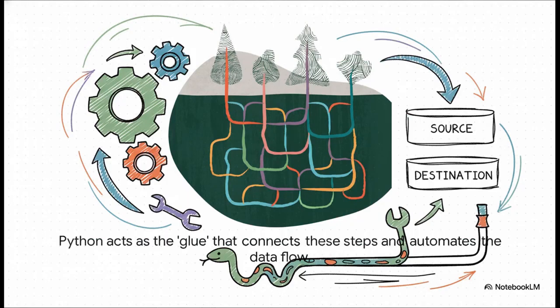And this visual really nails where Python fits into the whole thing. That Python script we talked about, that's the glue that automates this whole ETL recipe. It's the code that pulls from the source, does the transformations, and then shoves the final result into its destination. It's the engine that keeps the whole pipeline chugging along.